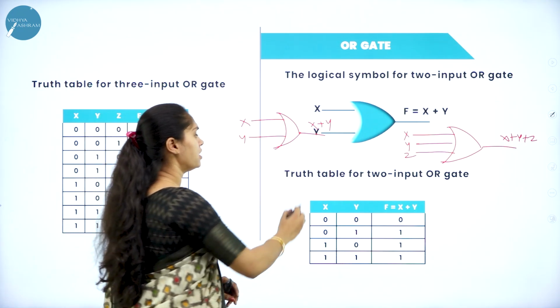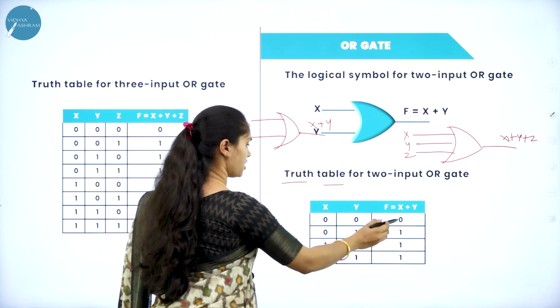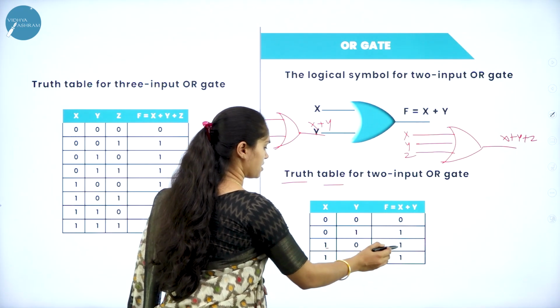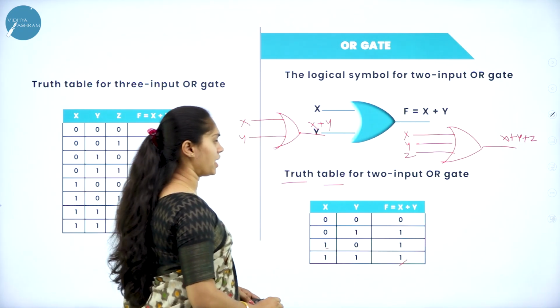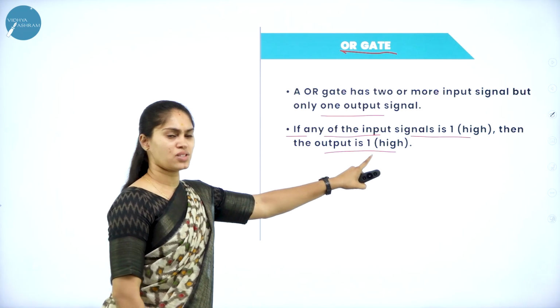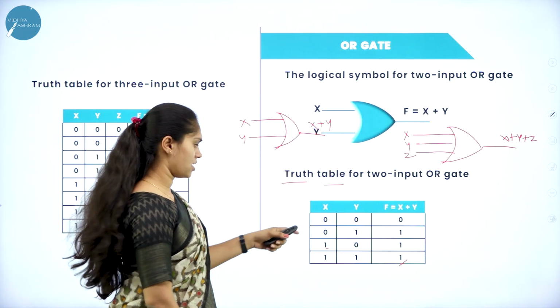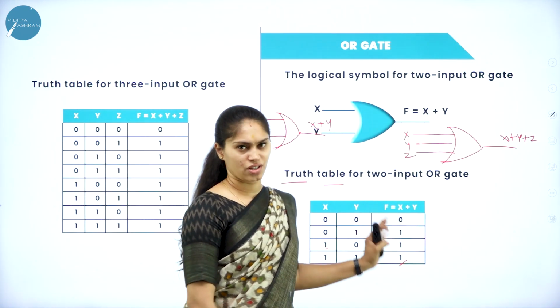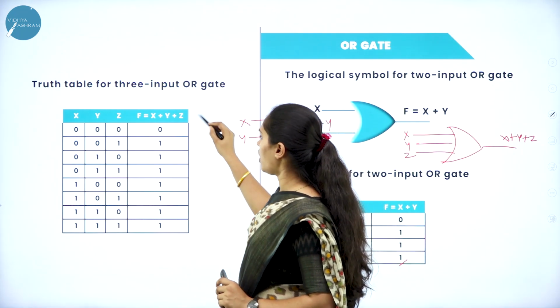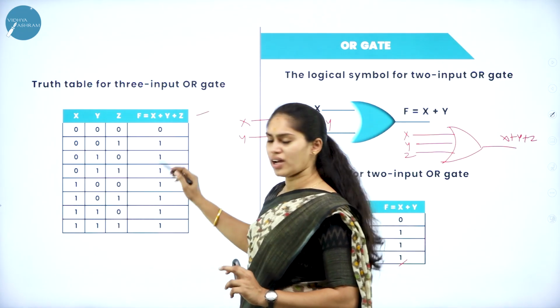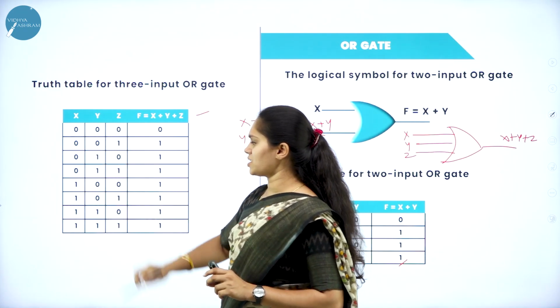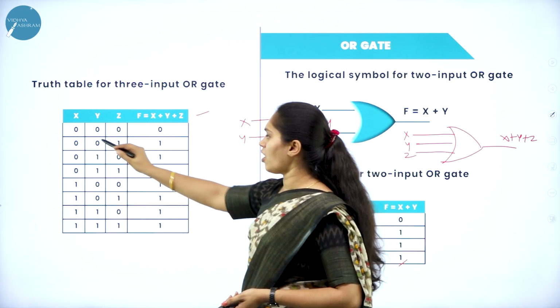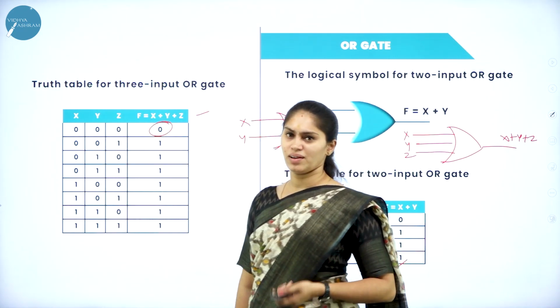And we also have a truth table here. 0 plus 0 is 0, 0 plus 1 is 1, 1 plus 0 is 1, 1 plus 1 is 1. What have we learned here? If any one of the input signals is high, the output will be high. The same thing happens with addition. We also have a 3 input OR gate here. The output becomes 1 when any one of the input signals is high. If all the signals are low, then only the output will be low.